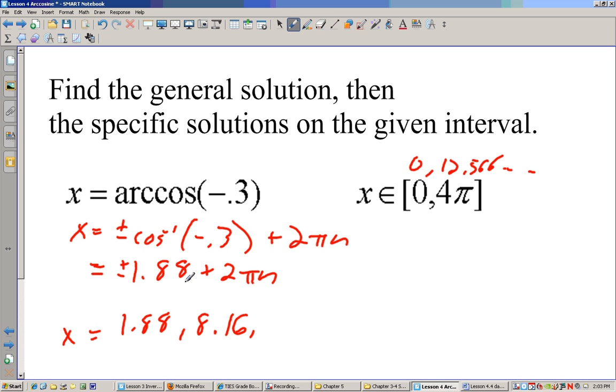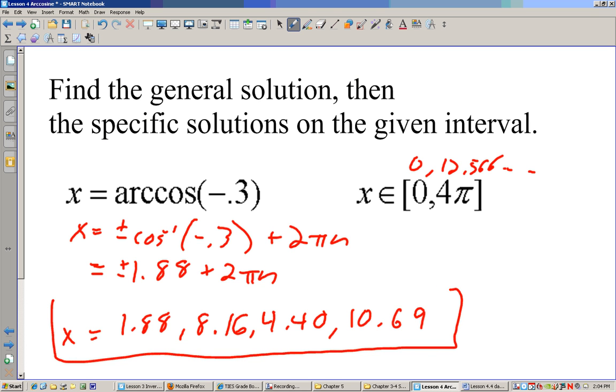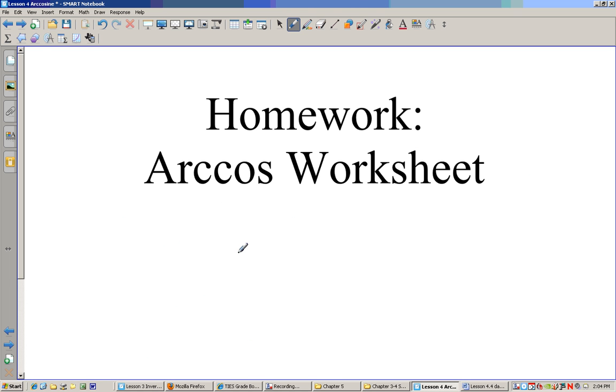Now if I look at negative 1.88, that doesn't fit in this interval. But I can take negative 1.88 and add 2 pi to it to get 4.4. Now I can take and add 2 pi to that to get 10.68, or 10.69 would probably be a good way to round it. And now if I add another 2 pi, I'm way over. So these are my 4 values that will work for x in this particular situation. All right, hopefully that's enough to get you through your homework. Good luck.